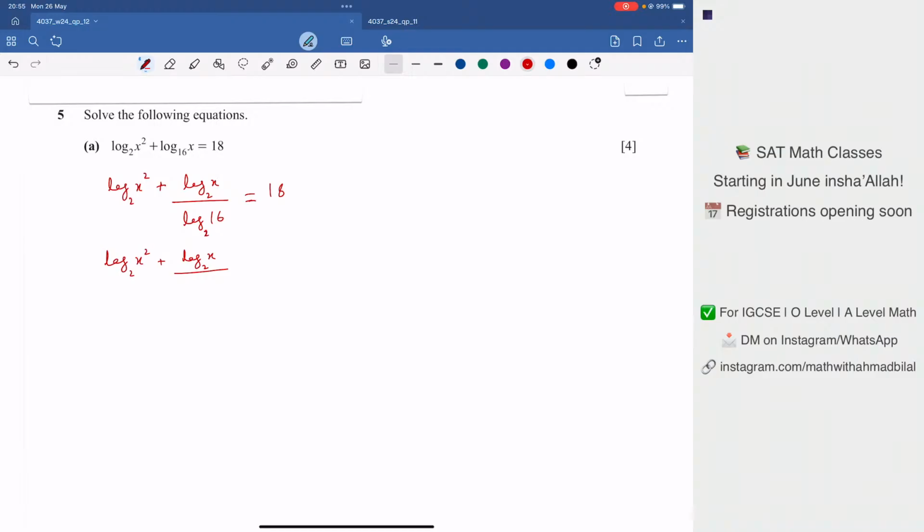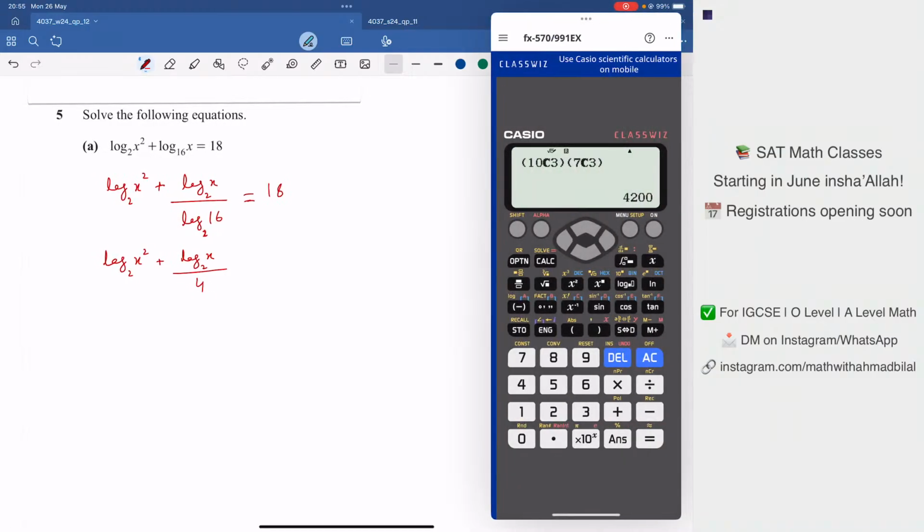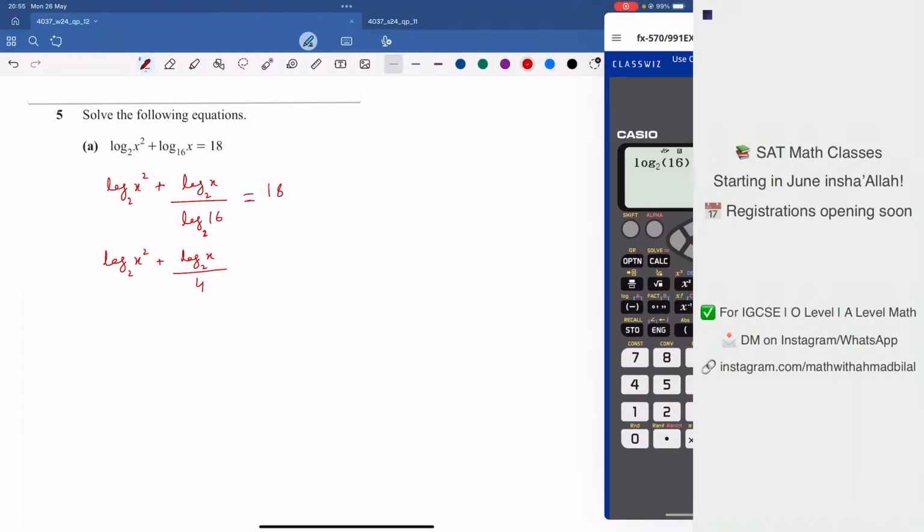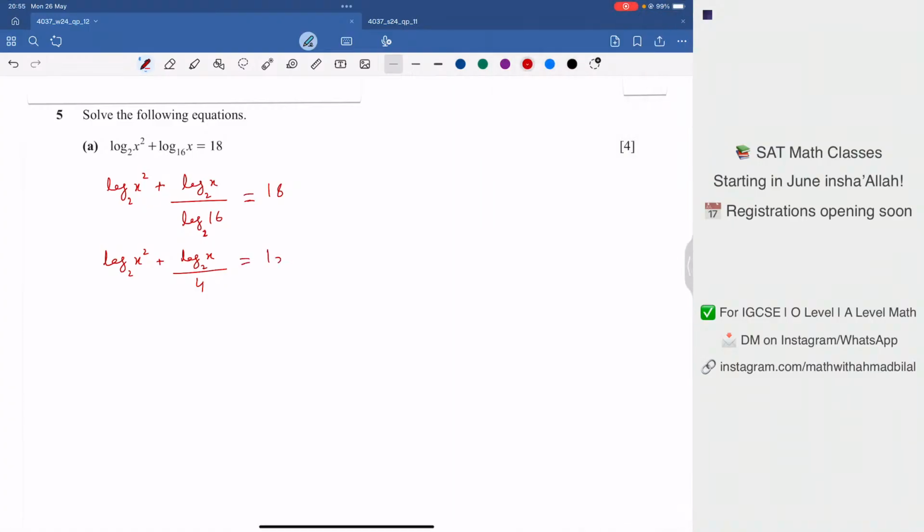Log of 16 base 2. What power of 2 is going to give you 16? 4, right? So this should result in 4. You can put this on your calculator as well. Just evaluate log of 16 base 2 on your calculator, and that will give you 4. Okay, so the denominator is 4 there, that equals 18.